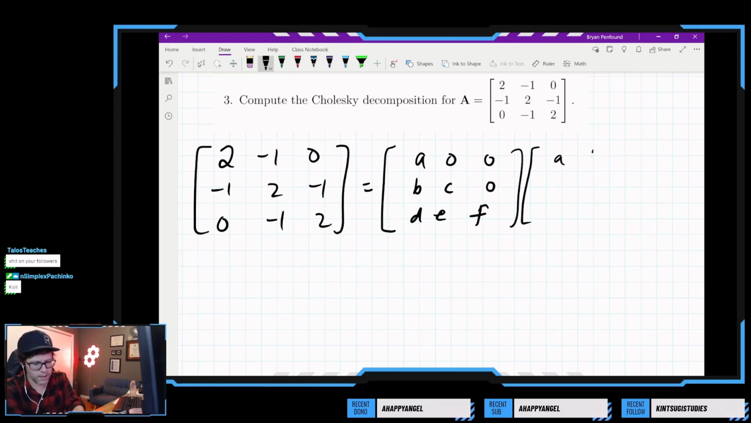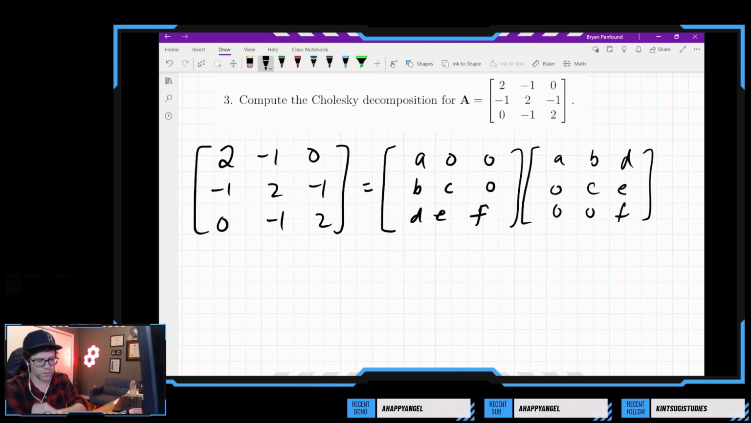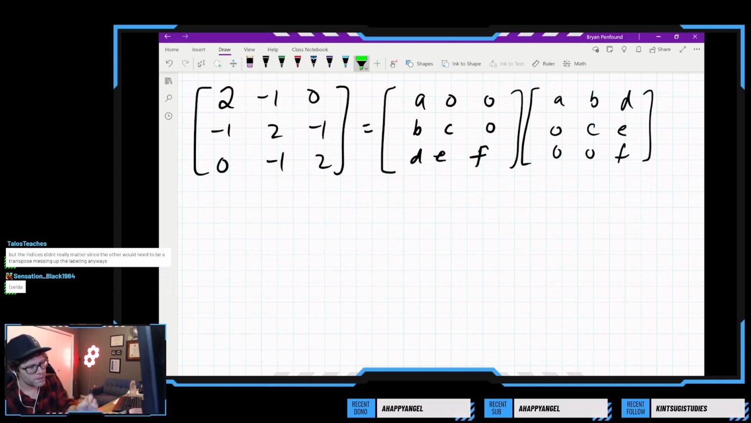So we need A, B, C. I apologize, A, B, D is going to be here. And then we need B. First row, so 0, C, E, and then 0, 0, F. So we should be able to decompose into something that looks like this, right? Maybe it's better if I just do this.